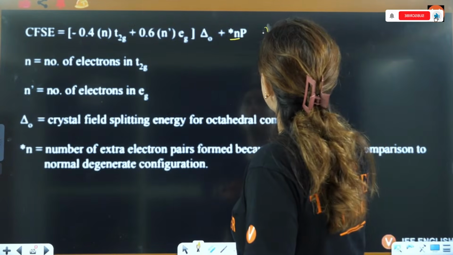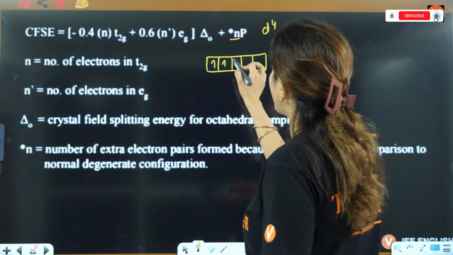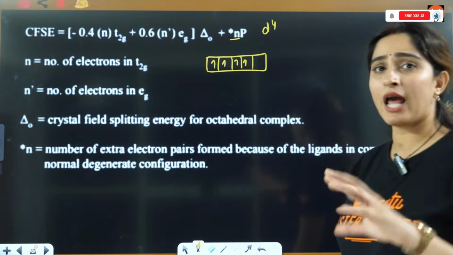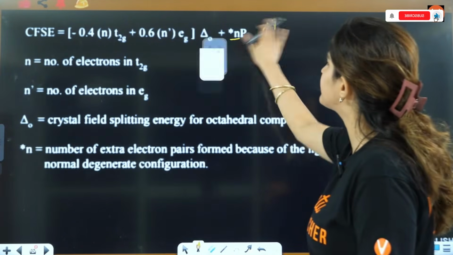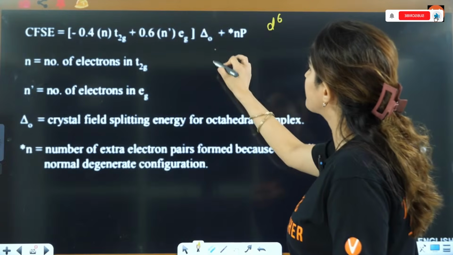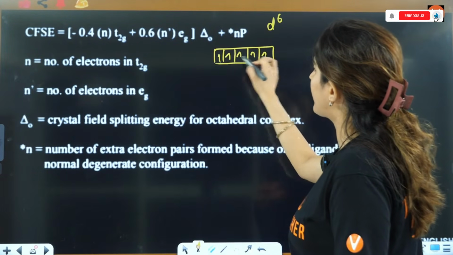Let's say you have d4. In case of d4, it will be 1, 2, 3, 4. When you don't have CFT, it will be 1, 2, 3, 4. That means no pair will be there. Let's say you have d6, okay. In case of d6, if you take it simple, it will be 1, 2, 3, 4, 5, 6.